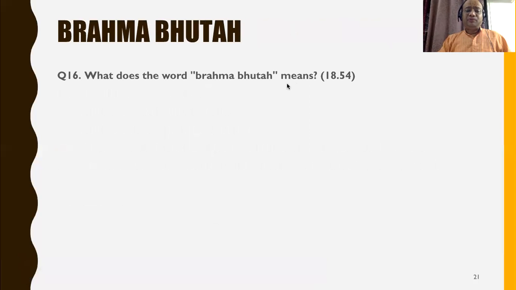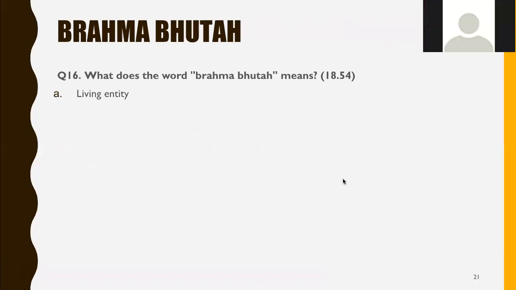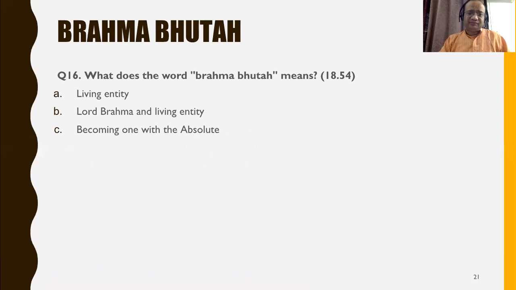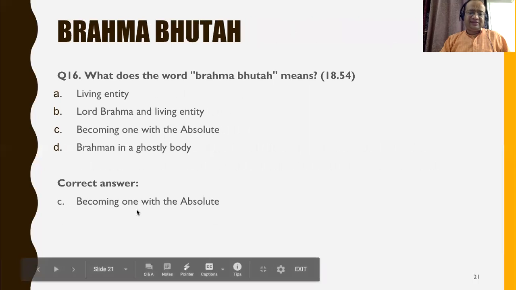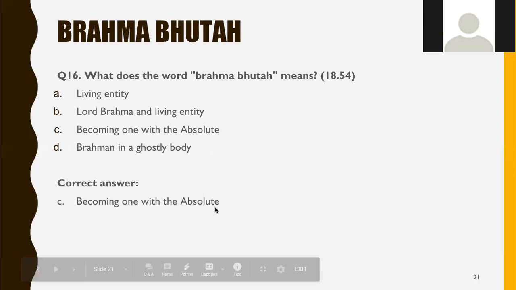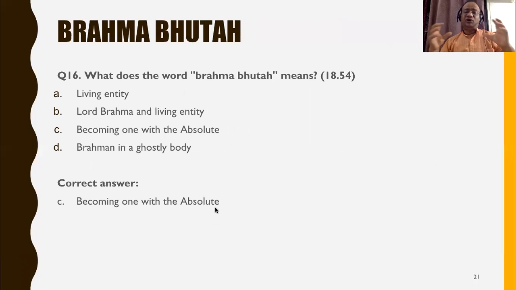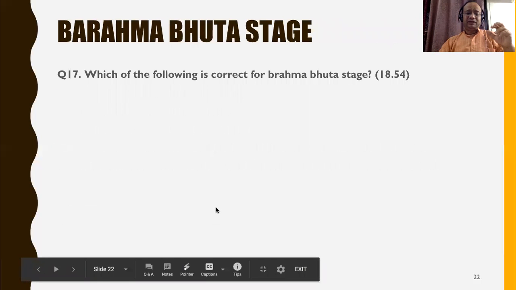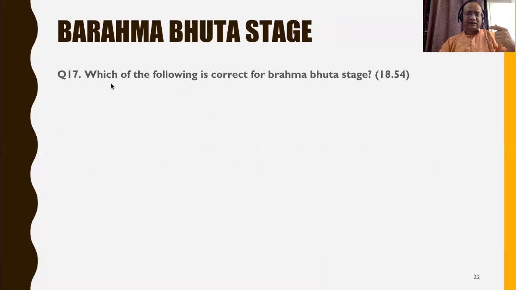What does the word Brahma Bhuta mean? Becoming one with the absolute. The correct answer is C, becoming one with the absolute. So becoming one with the absolute means what? Maybe another question. I think we have the 18th question on that. We'll discuss there. Which of the following is correct for the Brahma Bhuta stage?